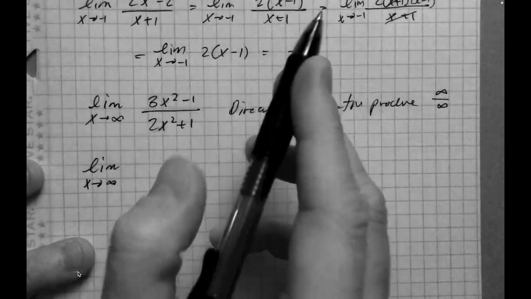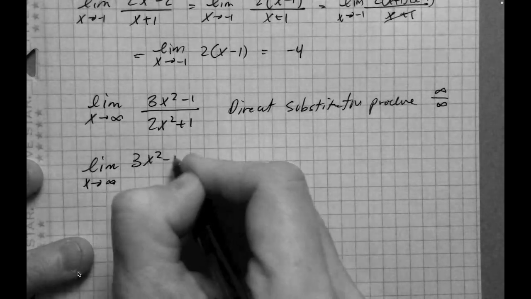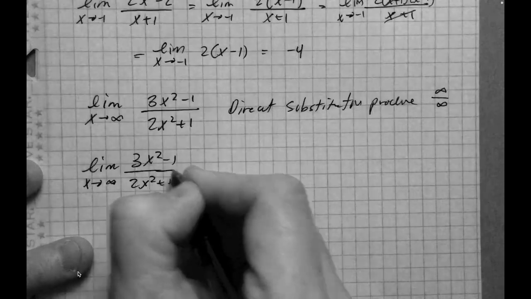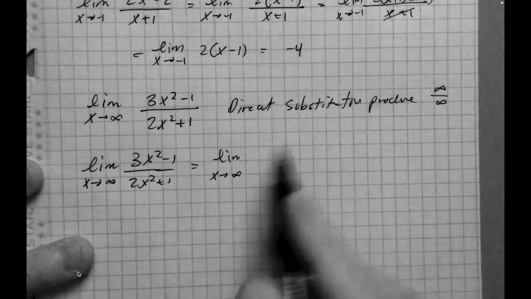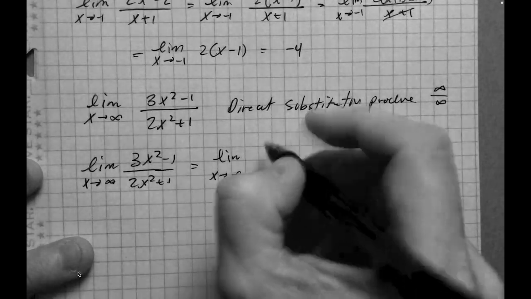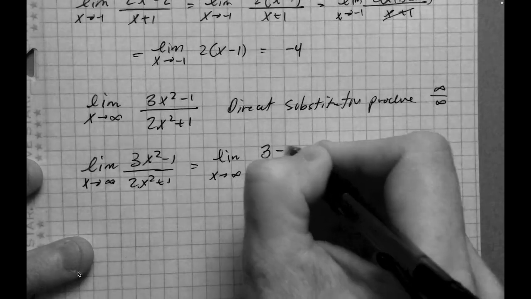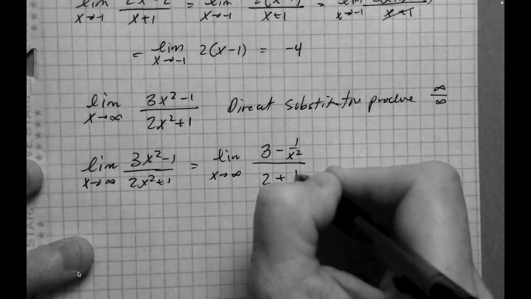We would have said this is equal to, well, let me just rewrite it. 3x squared minus 1 over 2x squared plus 1. Right, we could have done this nice trick where we divide the top through by x squared and the bottom through by x squared. And so we would get 3 minus 1 over x squared divided by 2 plus 1 over x squared.